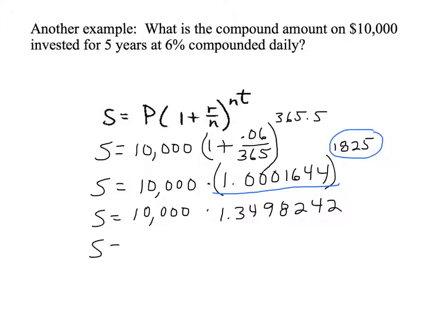The final answer for the problem is $13,498.24. So if I put that money in and left it there for 5 years at 6% compounded daily, that's the amount of money I would have after that 5 years.